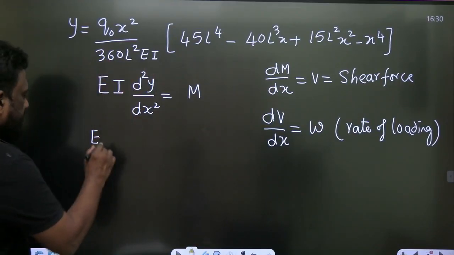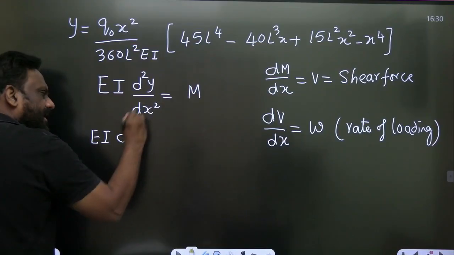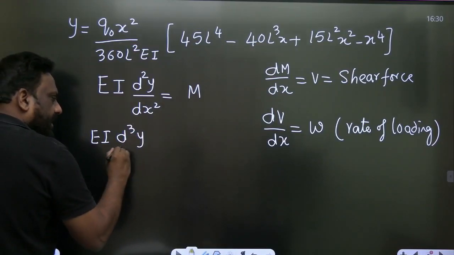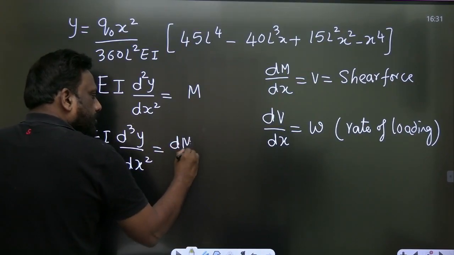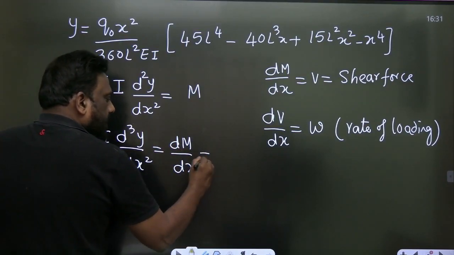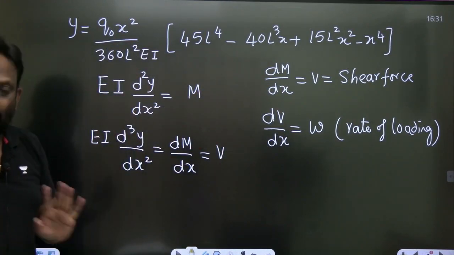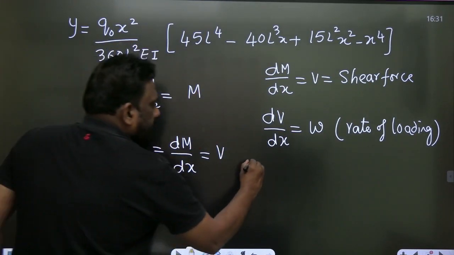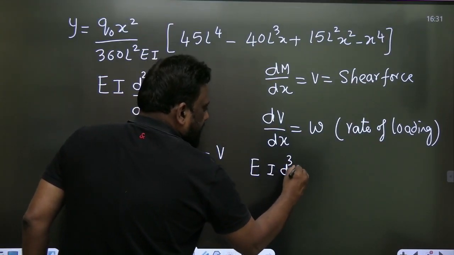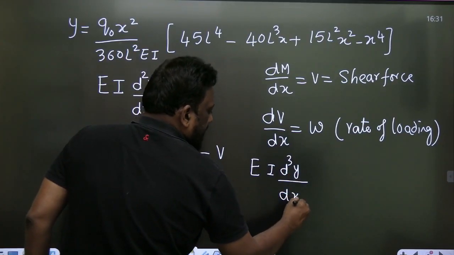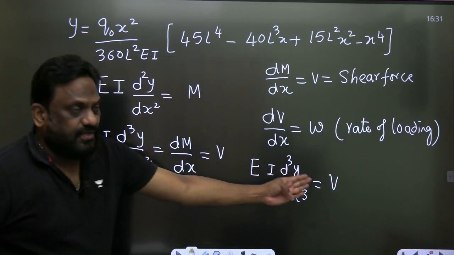Now you differentiate this. EI d2y by dx square becomes d3y by dx cube, and that is equal to dM by dx. Now you tell me what is dM by dx? It is V, that is shear force. Exactly. Now let us keep this equation because he's also asking the reaction. d3y by dx cube is equal to V. Now further let us differentiate this.